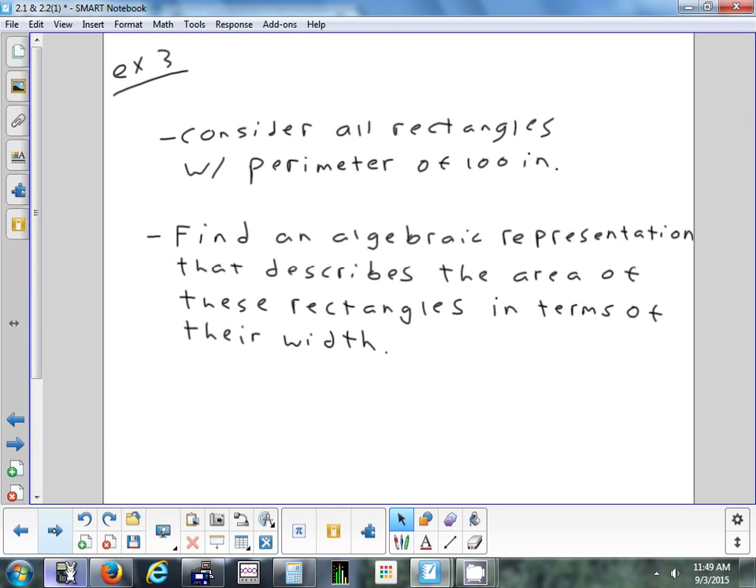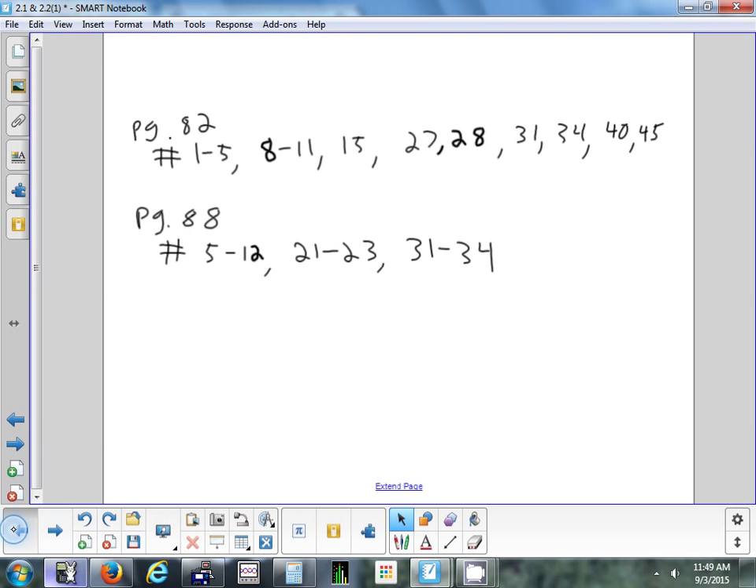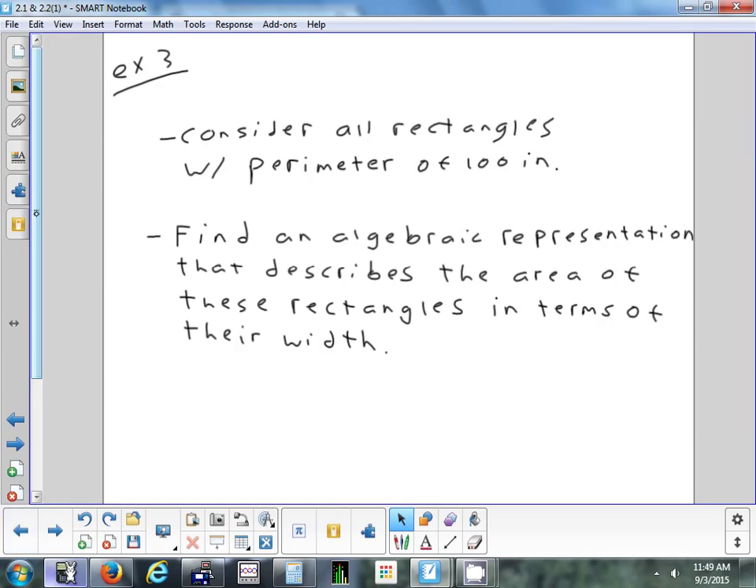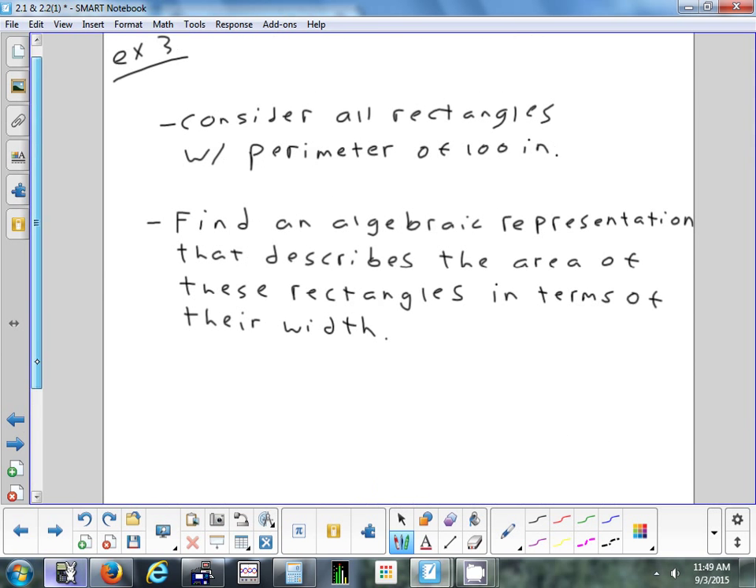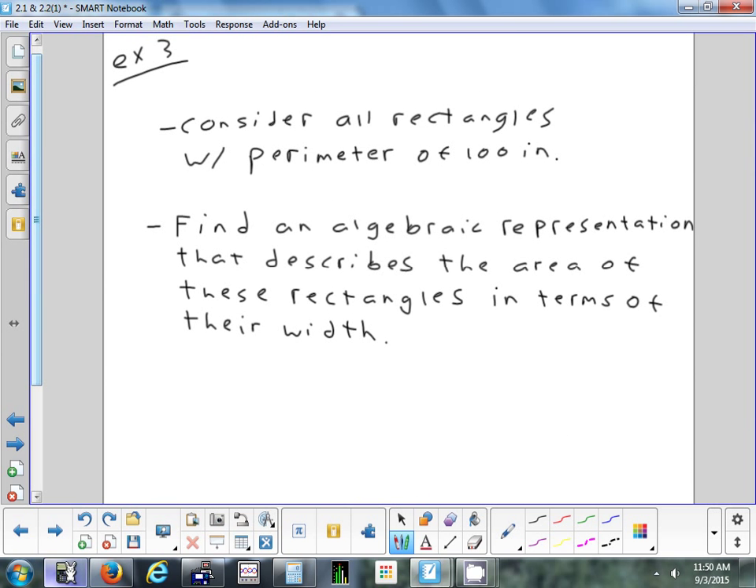Okay. So this will be our last one. In fact, I think we might have already done this. It says, consider all rectangles with a perimeter of 100. Find an algebraic representation that describes the area. Was that one from a homework? Yeah. So I think we already did it. So we'll go through it quick again.